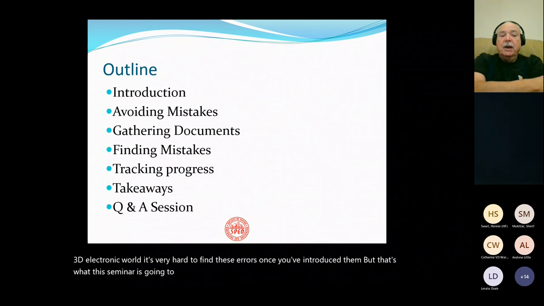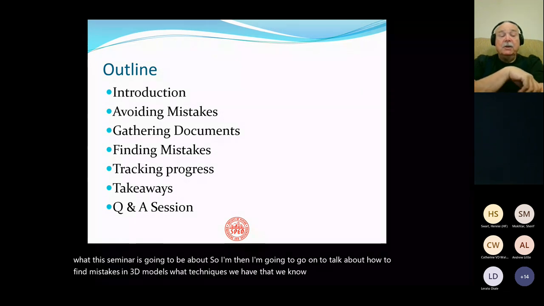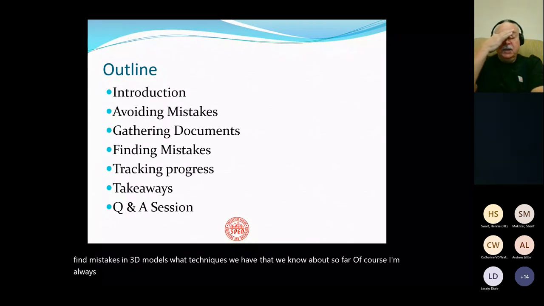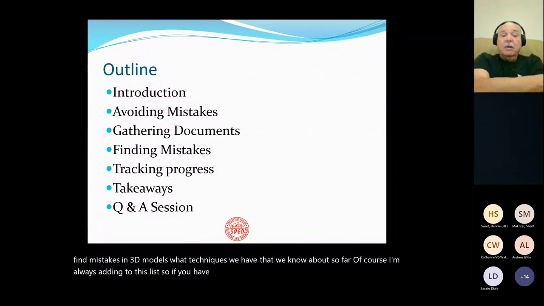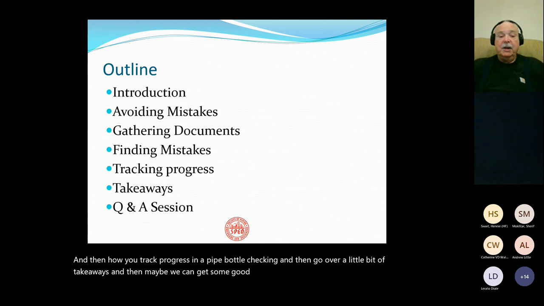So I'm going to go on to talk about how to find mistakes in 3D models, what techniques we have that we know about so far. Of course, I'm always adding to this list. So if you have suggestions at the end, I'd be welcome to hear them in the discussion. And then how you track progress in a pipe model checking, and then go over a little bit of takeaways, and then maybe we can get some good discussion from the people who've attended.